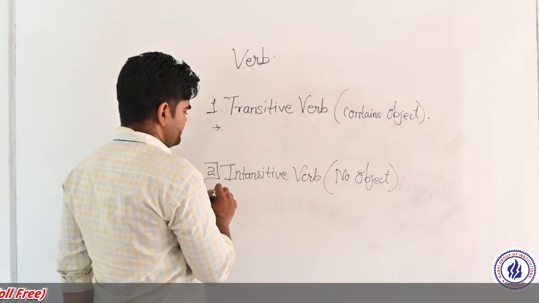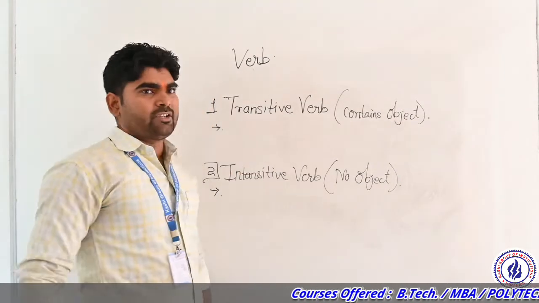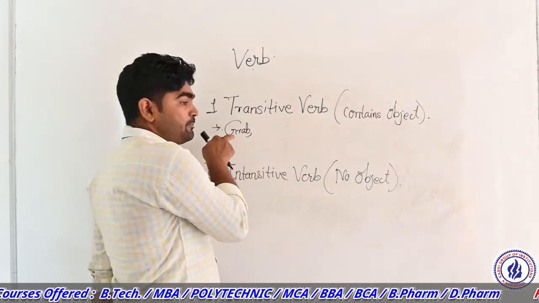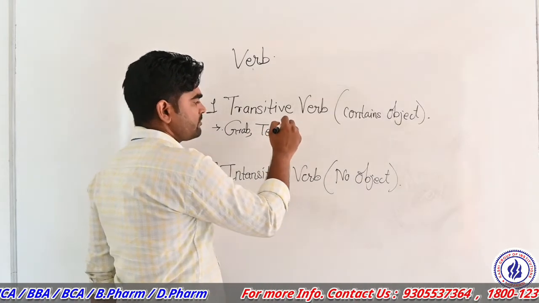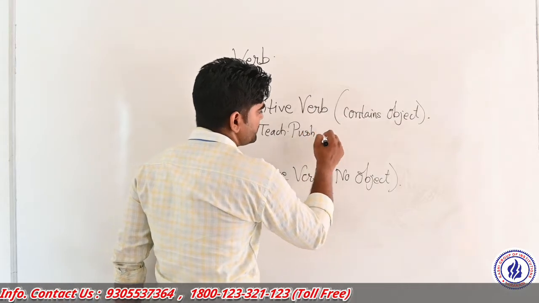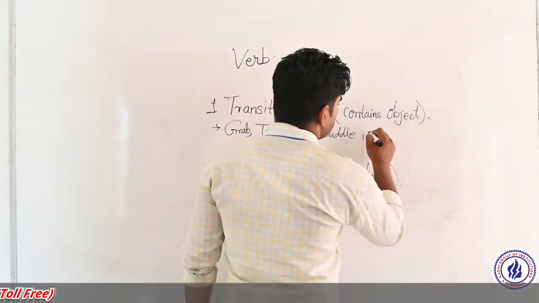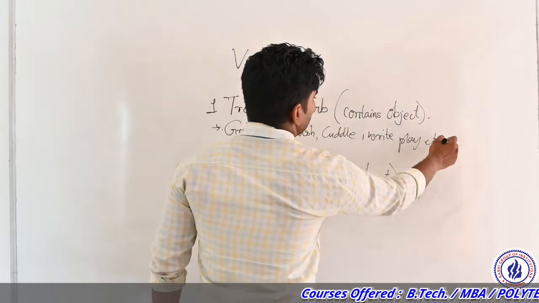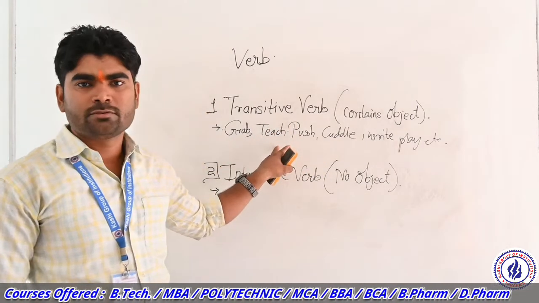What are the transitive verbs? There are different types of transitive verbs. First, let's start with transitive verbs, just like grab. This is the verb. I am talking about the verb. Teach. Push. Cuddle. There are many more examples such as write, play, etc. These all are transitive verbs.